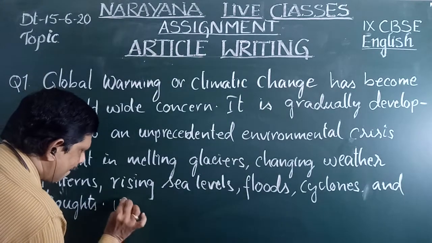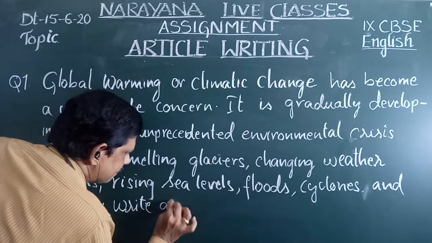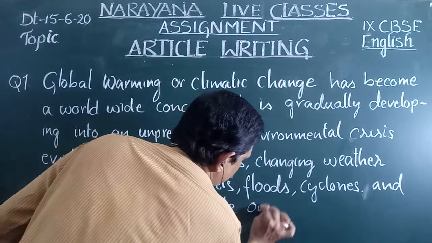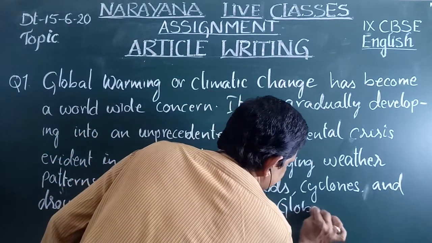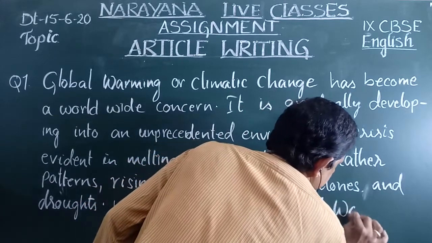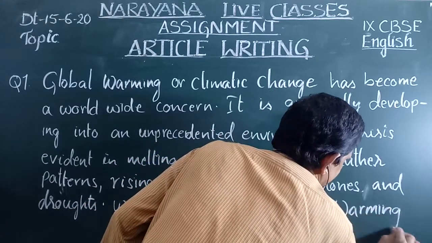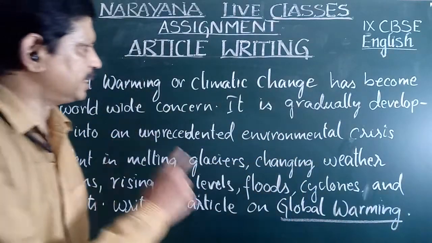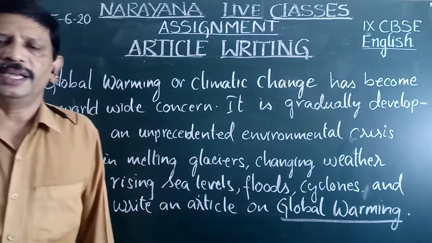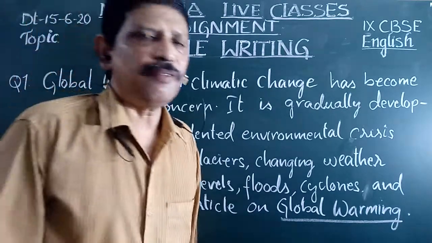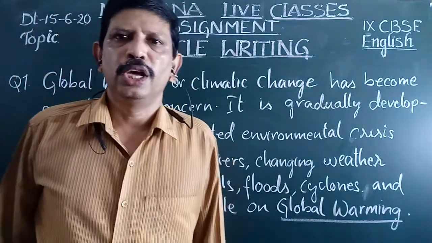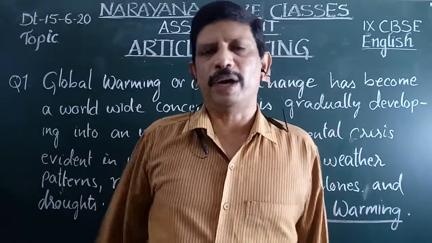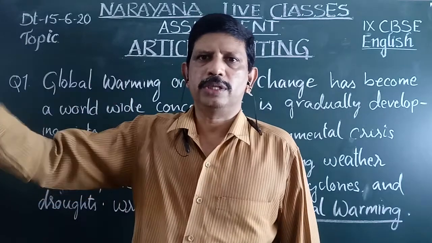Write an article on global warming. So now let us see what we are going to write in this part. First of all, you have to write one heading, as I told you. You have to select a very accurate, appropriate title for it. Global warming, so and so.